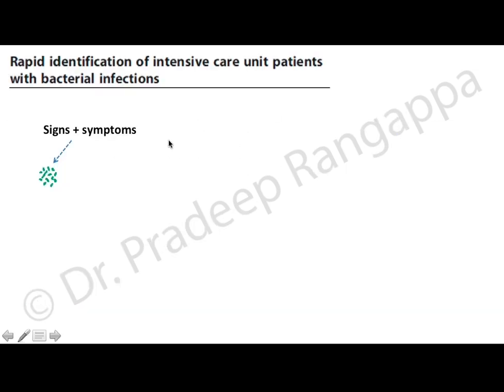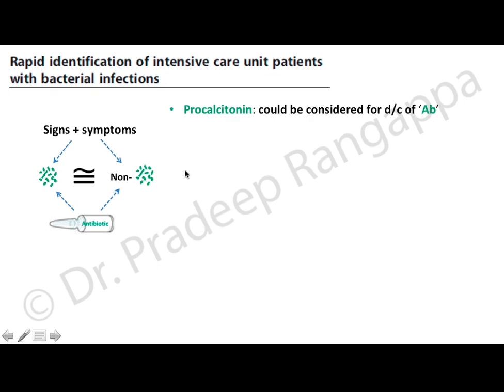So what we need to understand is signs and symptoms of infections can be very similar to other non-infectious causes in ICU, and we end up giving antibiotics for both these groups. So in this situation, I think procalcitonin is something that one could consider for discontinuation of antibiotics. So do we have evidence for that?